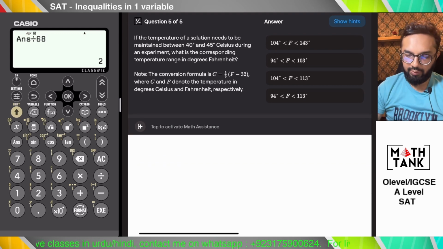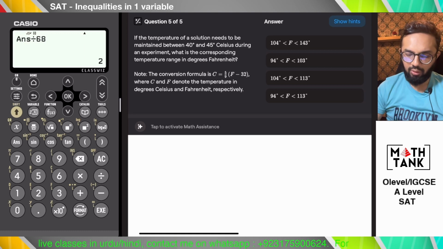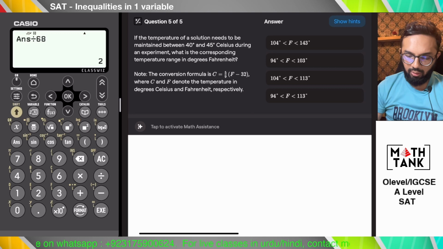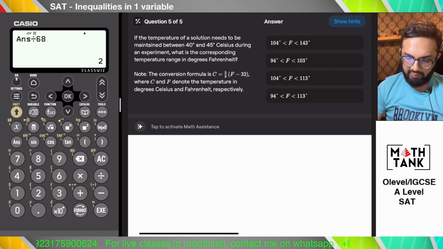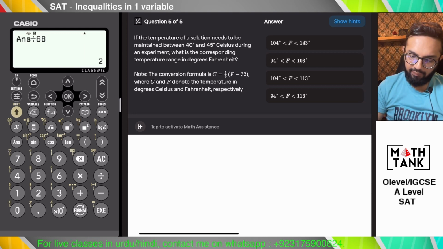Let's look at the next one. If the temperature of a solution needs to be maintained between 40 and 45 Celsius during an experiment, what is the corresponding temperature range in degrees Fahrenheit? Note the conversion formula is this, where C and F denote the temperature in degrees Celsius and Fahrenheit respectively. Okay, so Celsius is between 40 and 45.